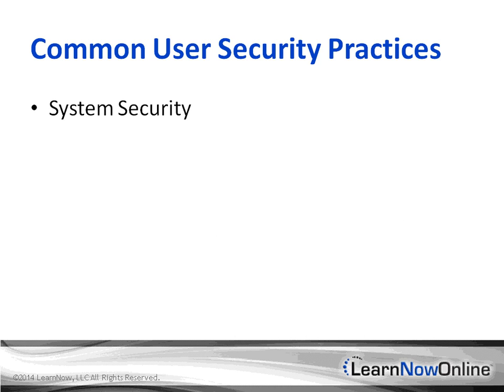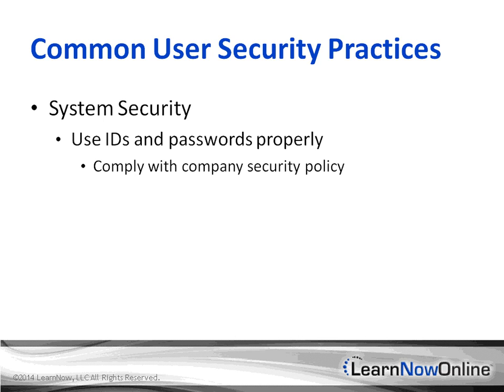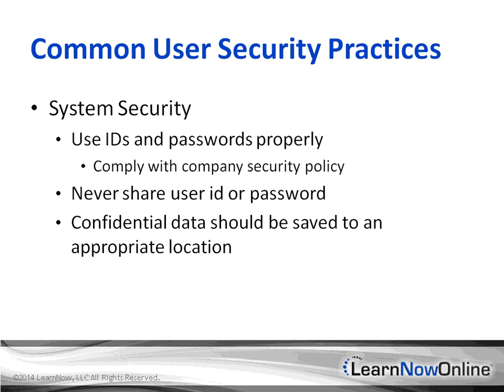All right, system security. Using user IDs and passwords properly. We want to comply with the company security policy. Never share a user ID or password. Confidential data should be saved to an appropriate location. And again, typically, depending on the size of the company, you might just lock it in your desk, or your company might have a vault where it goes. But the main idea here is to make sure that the information is saved to an appropriate location.